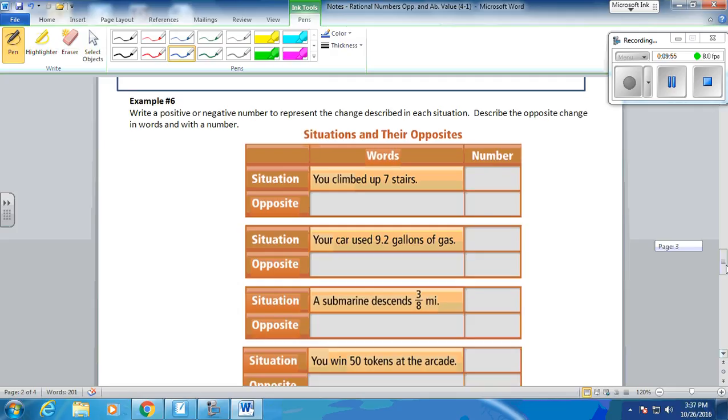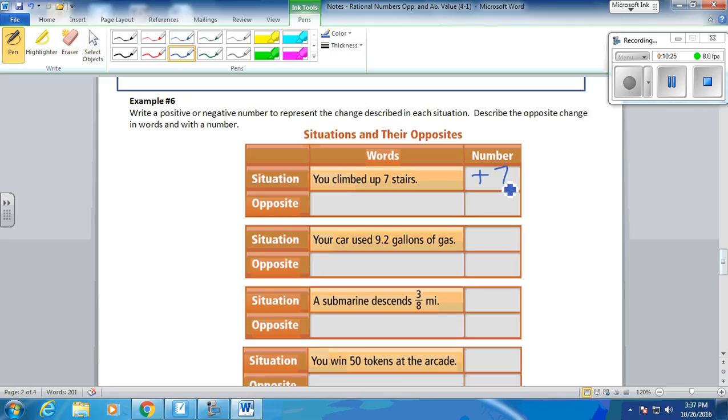So number 6, it's asking us to write a positive or negative number to represent the change described in each situation, and then describe the opposite change in words and with a number. Normally when we write positive numbers, we do not put a positive sign, but because they're specifically asking us here to write a positive or negative number, we're going to do that. So the situation says you climbed up 7 stairs. Up, that's me thinking of going up, so that's a positive.